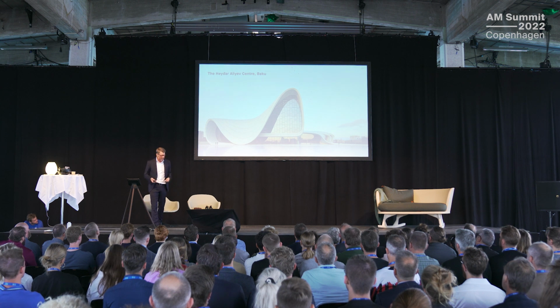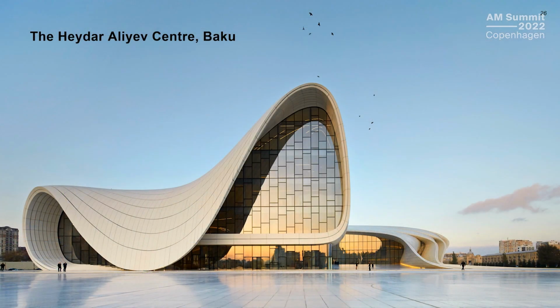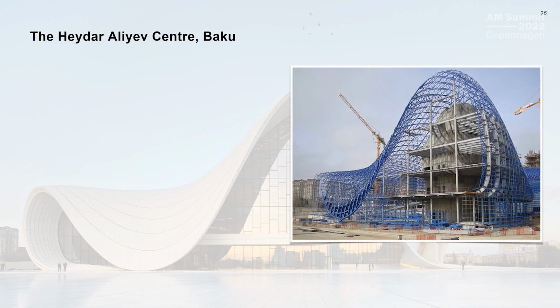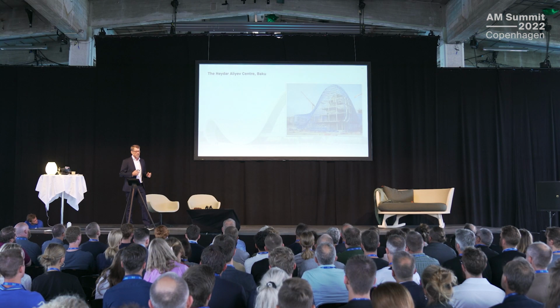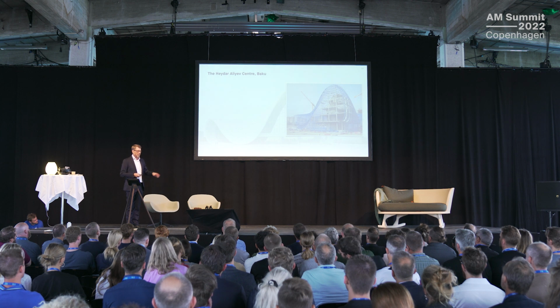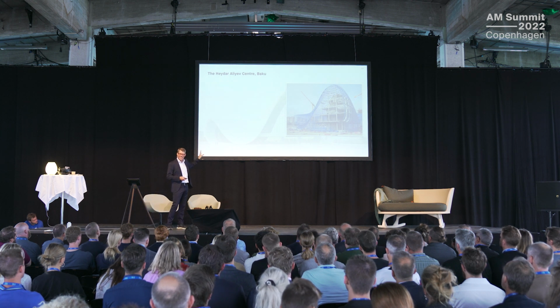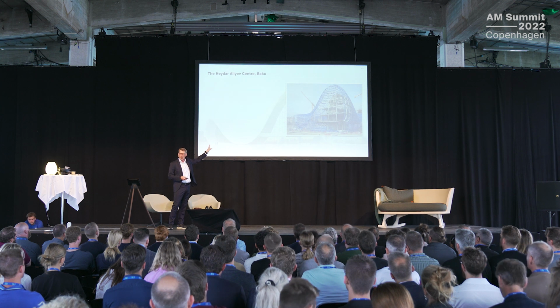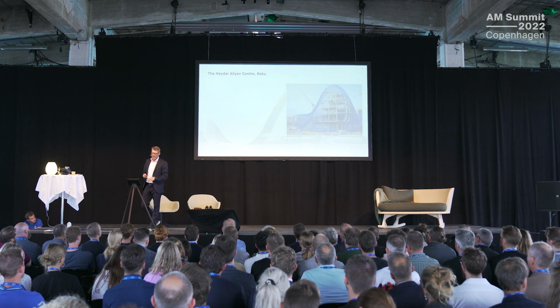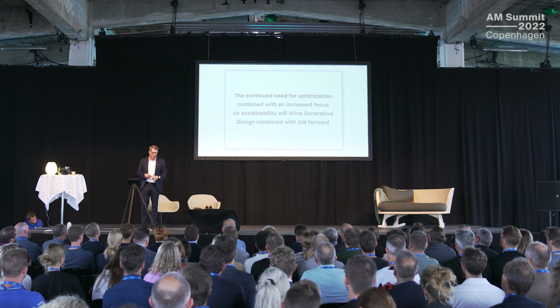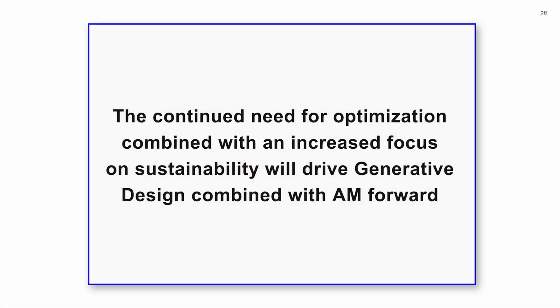We also see it within architecture. This is an example from Baku, and this is a really interesting structure. Underneath, there's a lot of math and engineering going on to figure out how to create this mesh grid, and that was also done by using additive manufacturing. And if you looked at Melissa's slides, some of the parts that she showed were also done by generative design. So the takeaway here is that the continued need for optimization combined with an increased focus on sustainability is going to drive generative design going forward.